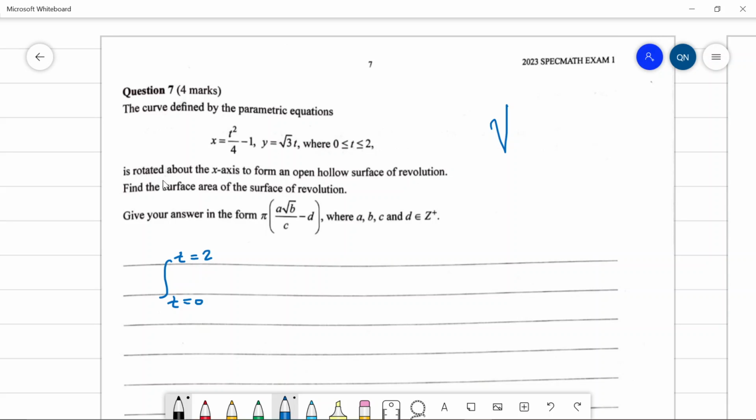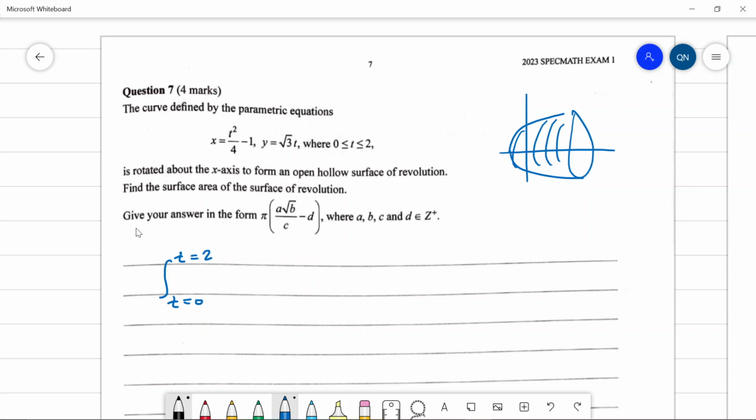This is rotated about the x-axis. So how do you do that? So x equals t squared, and then you have y. Y is just square root of t, so it's basically linear. And then x is some quadratic. So I'm going to guess it's some kind of bowl shape, like so. You have -1 as well, something like that. And then t goes from 0 to 2. So you're going to get some kind of surface that looks like this.